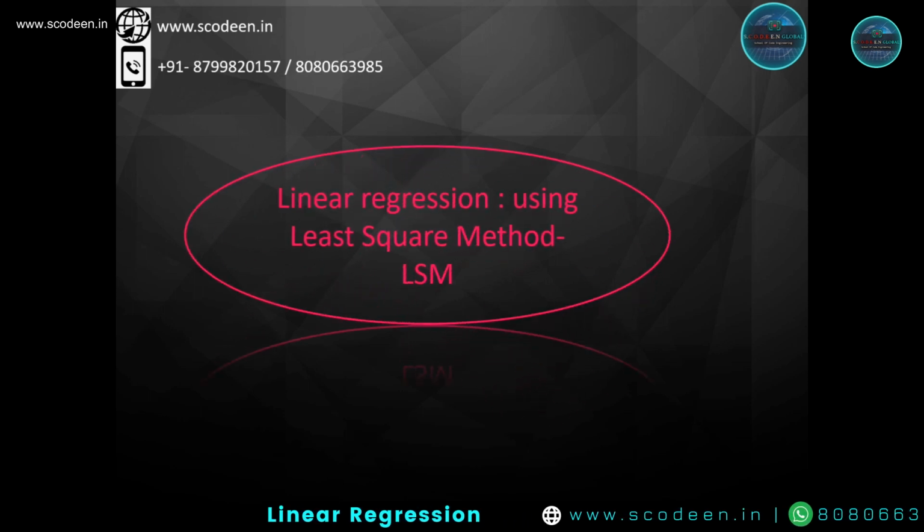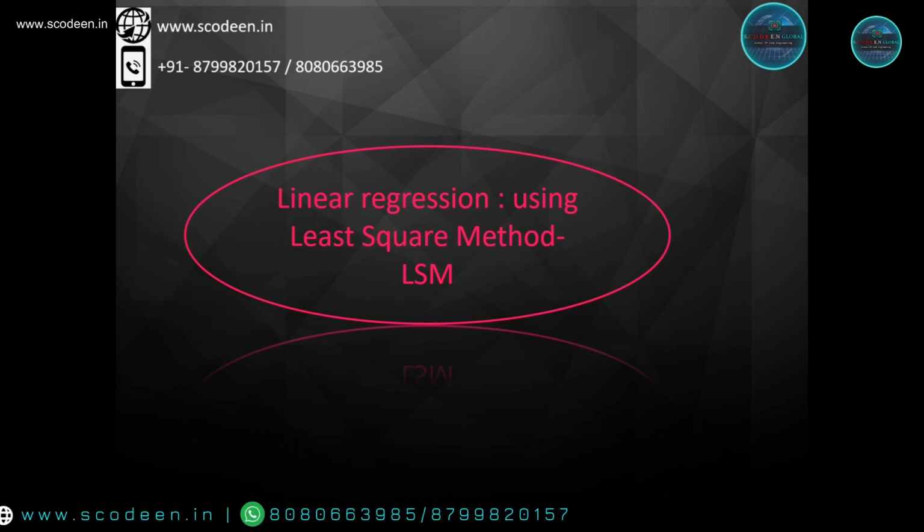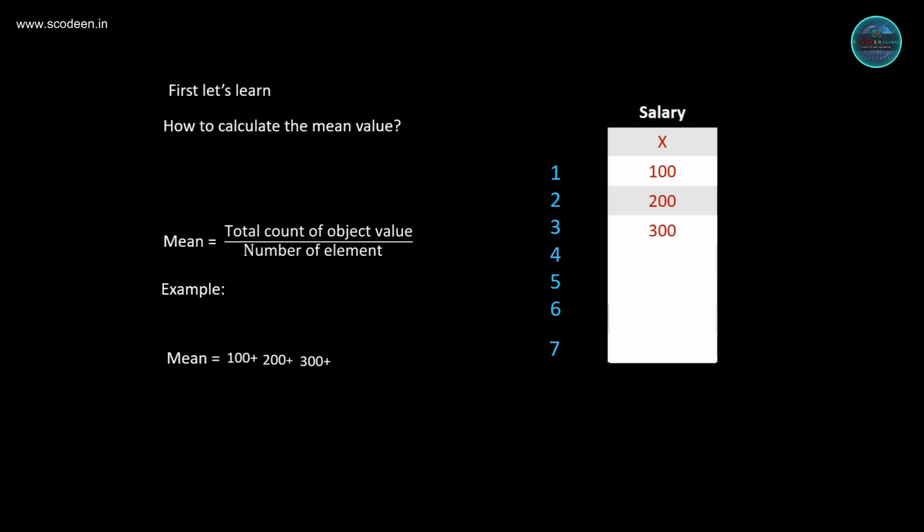In this tutorial, we'll understand how we are going to use the least square method, that is LSM model, to evaluate linear regression. Before we proceed, we must understand how to calculate the mean value. Mean can simply be calculated by adding the set of values and dividing by the number of quantities. In this picture, we check the total value of salary divided by 7. So the mean value will be 400.